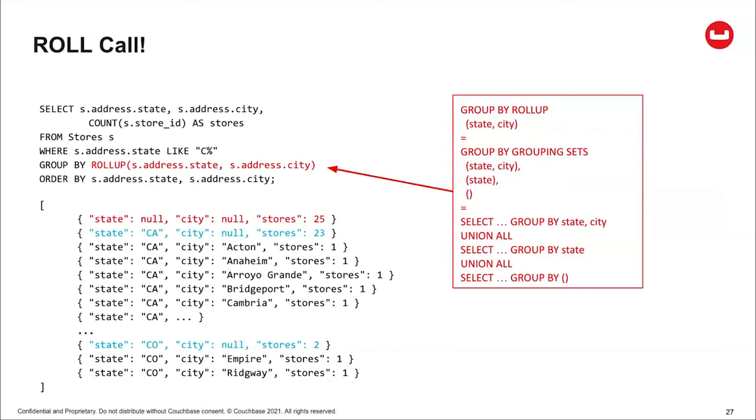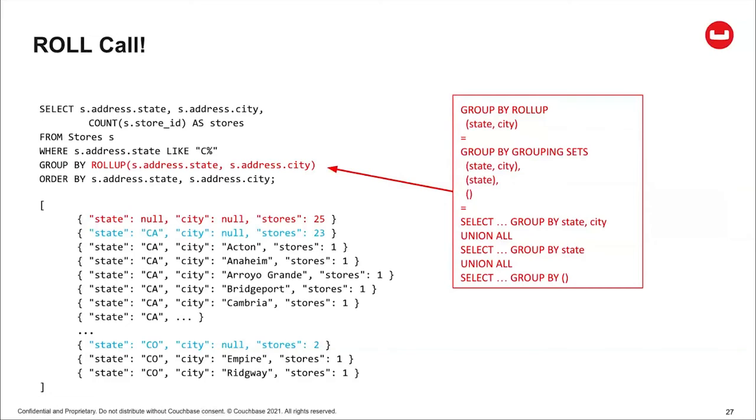Rollup with n elements is expanded into n+1 grouping sets, rolling up to the grand total. In our query, we start with a rollup with 2 elements, state and city. Therefore, it would expand into 3 grouping sets: city with state, the whole state, and the grand total. And that's exactly what we want in our report.